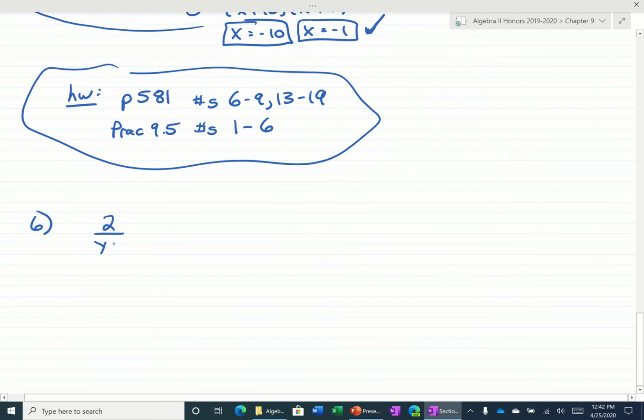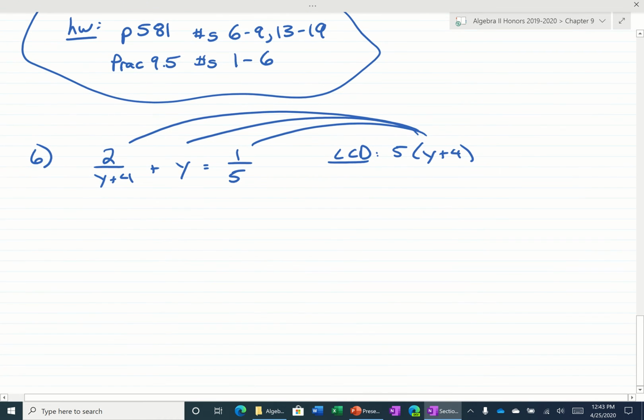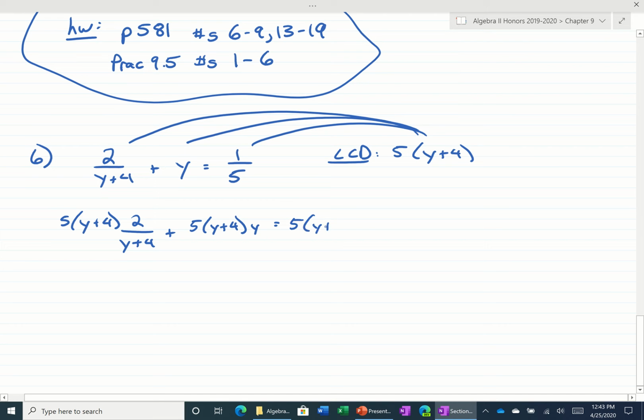It says 2 over y plus 4 plus y is equal to 1 over 5. So the LCD here, we need a factor of 5 and we need a factor of y plus 4. So I'm going to multiply that times everything. Save a little bit of work. I'm not going to write down that times everything. Well, you know what, maybe I will. Be a good example. So 2 over y plus 4. Alright, so these cancel, you get 10.